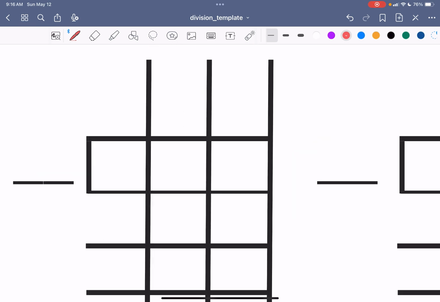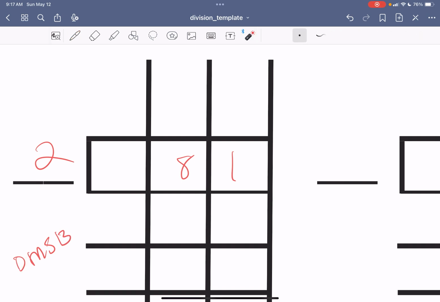Let's do 81 divided by 2. So we need to divide first. So 8 divided by 2 is 4, because 2 times 4 is 8. Now I need to multiply. 4 times 2 is 8. Now I need to subtract. 8 minus 8 is 0.